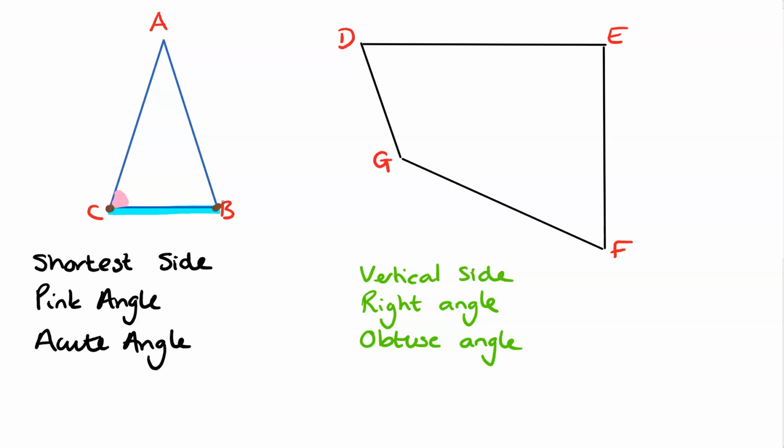Well, that's how we refer to it, as the line CB. Or it could be BC, it doesn't matter which way around you go. But the 2 points that you join together to make that line are C and B.